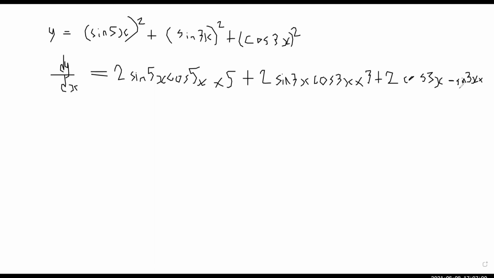Now all we need to do is simplify this, so we need this to look pretty. Simplifying, dy over dx is going to be equal to 2 times 5, which is 10, so 10 sine 5x cos 5x. Then when we simplify the next term, 2 times 3 is 6. Oh, I left off the cos 5x over here. Sorry, my apologies. The cos 5x goes right here.